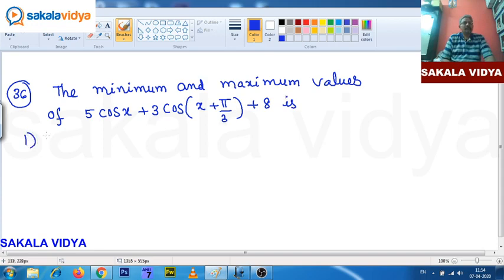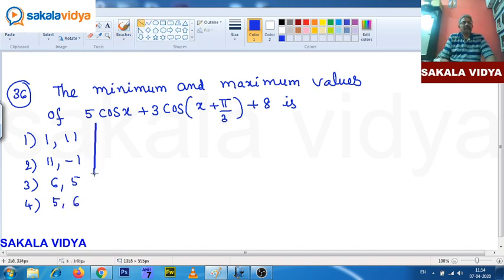So, first is 1 comma 11, second is 11 comma minus 1, third is 6 comma 5, fourth is 5 comma 6.